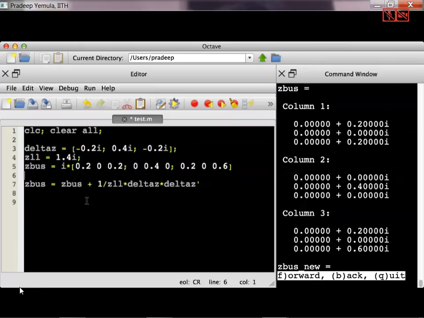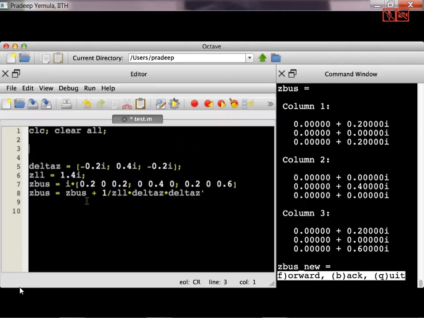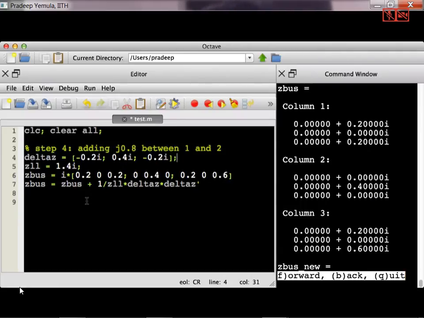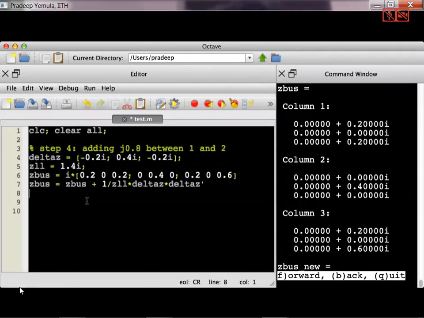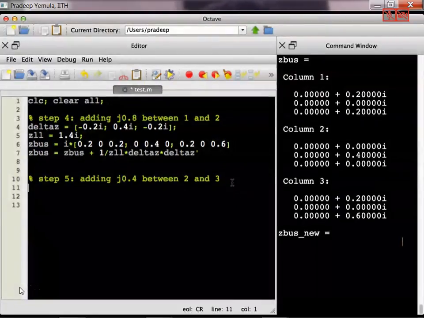So I'll write here step 4: adding J0.8 between 1 and 2. That was step 4. So step 4 calculation is over. Then step 5: adding J0.4 between buses 2 and 3. This is just a comment so that it is easy for you to read. So what you have to do first is delta Z.